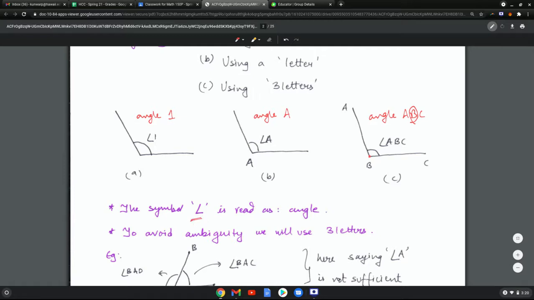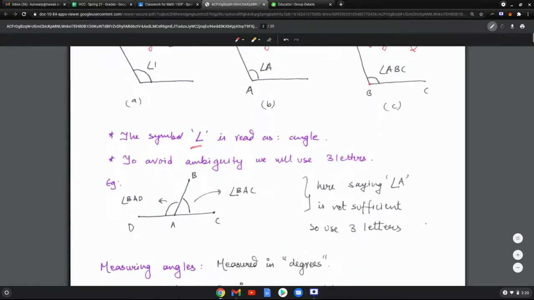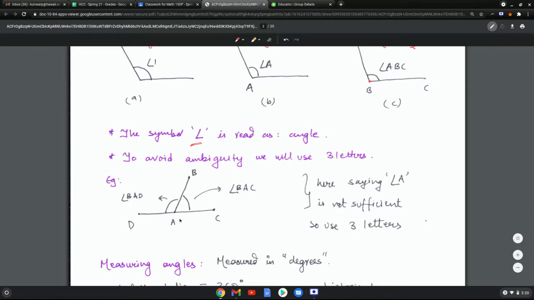To avoid ambiguity, in some cases, we're going to use three letters. For example, over here, if we just say angle A, it's not sufficient because there are two angles being formed. But if we use three letters, BAC means this angle and BAD means the other angle. So wherever there is a possibility of ambiguity, make sure you use three letters to be precise about what it is that you are talking about.